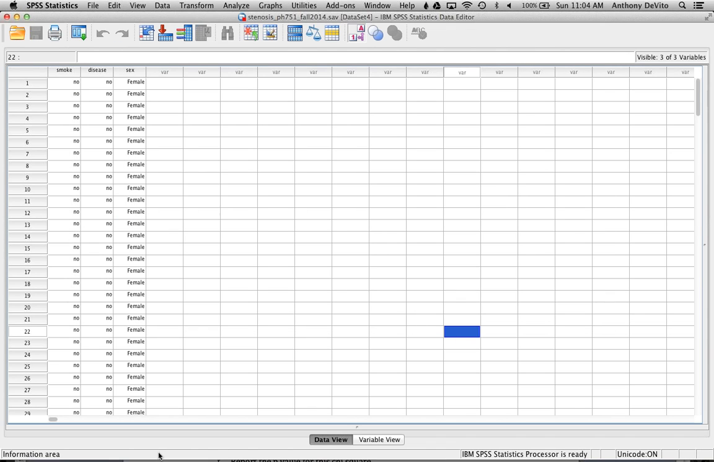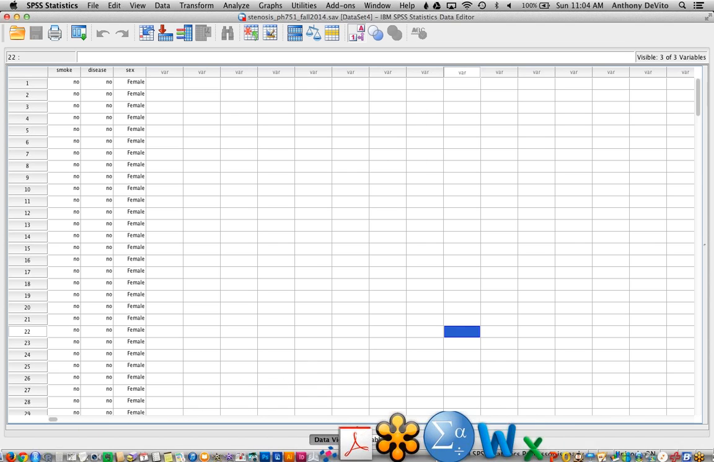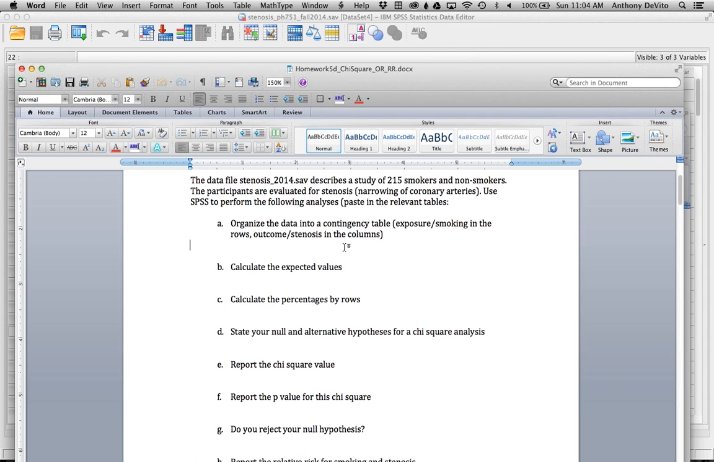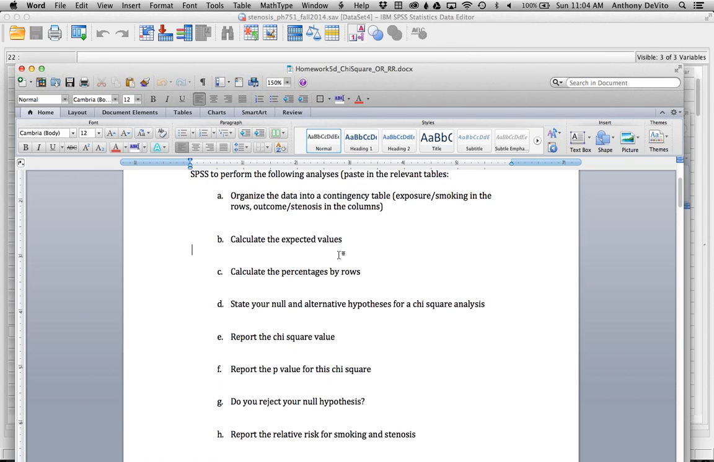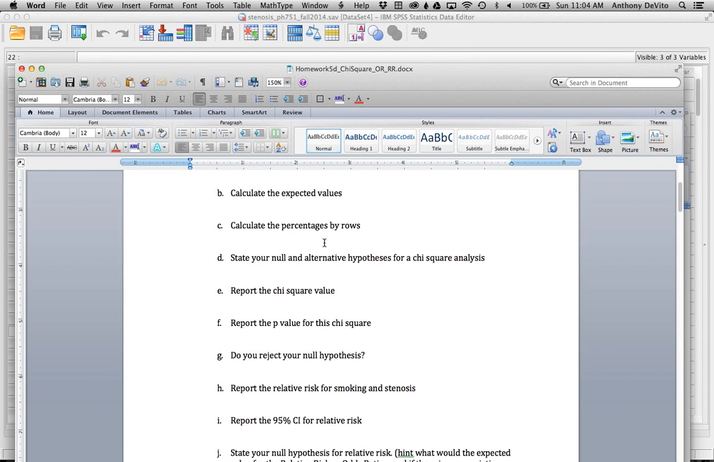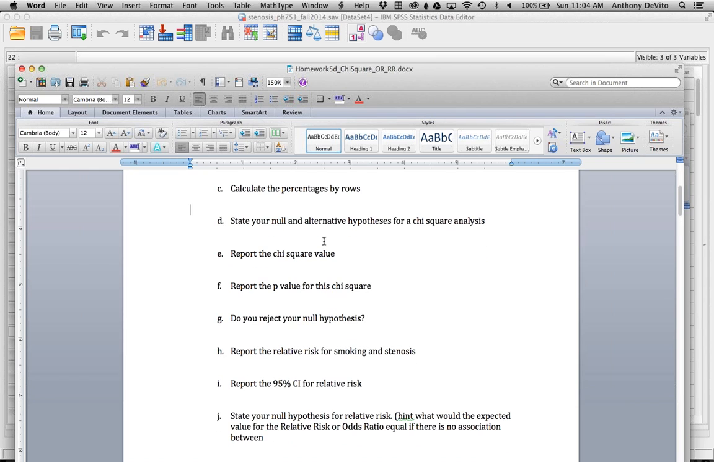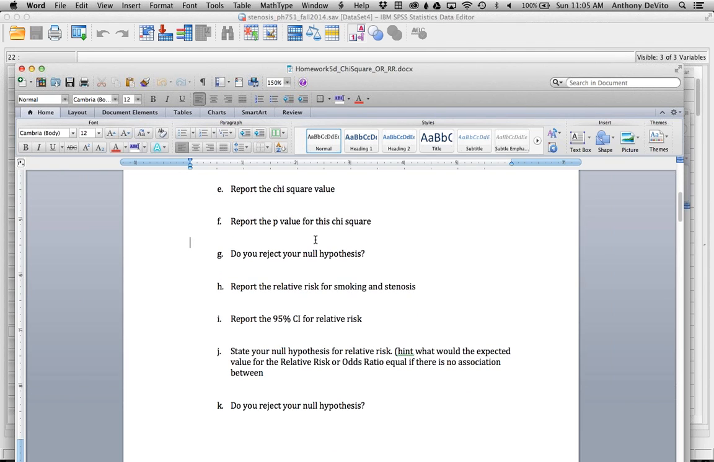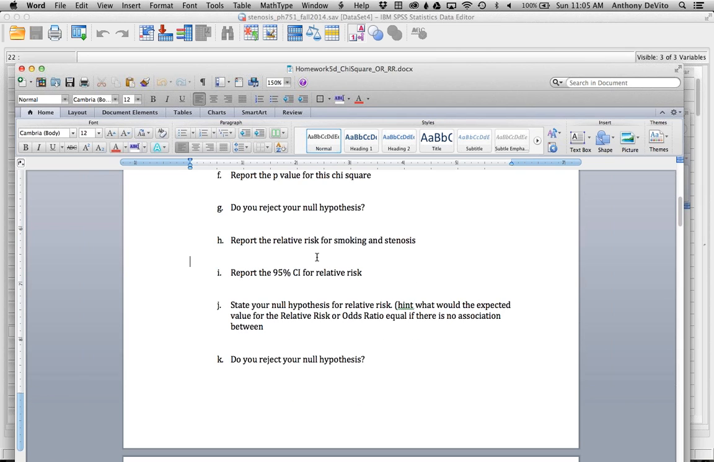Okay, if I look at the problem that I had to solve: organize the data into contingency tables, we did that. Calculate the expected values, we did that. Calculate the percentages by rows, we did that. State your null and alternative hypothesis. Report the chi-square value. What's the p-value for that? Do you reject your null hypothesis? We sure do. What's the relative risk?